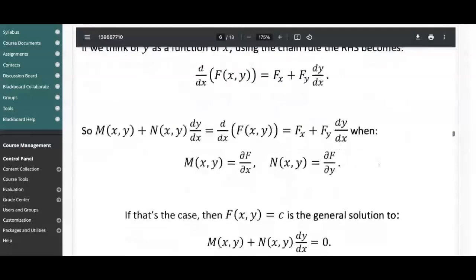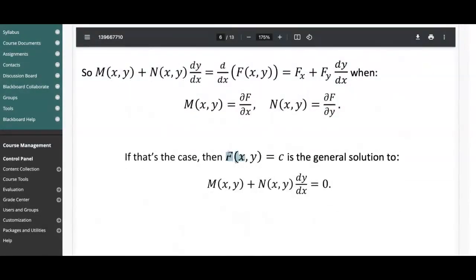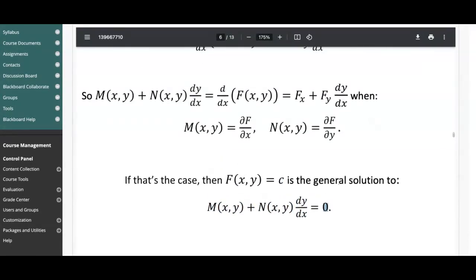Why? Because when we take a derivative of this, what's the derivative of a constant? The derivative of c is 0. The derivative of this is this. The derivative of c is 0. All right. So if this is the equation we started with, what we are given, the solution, a general solution, is a level set of such a function.